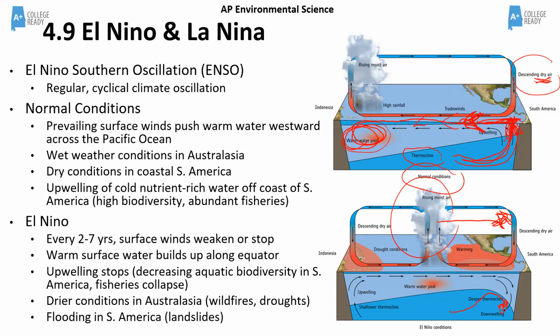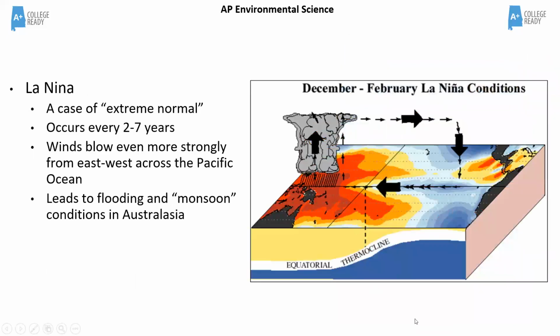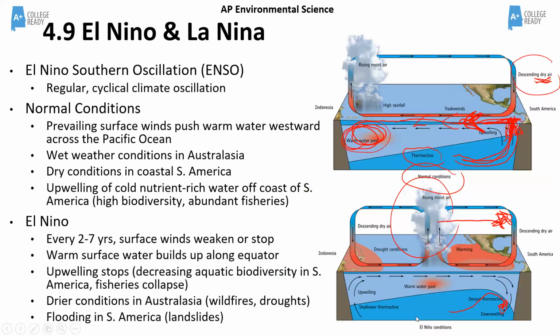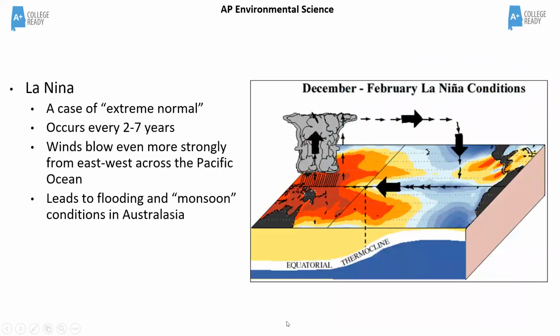And that C is called La Niña. So let's just get a quick look at La Niña. Notice it's very similar. I'm going to go back to normal conditions. You've got strong winds blowing across the Pacific, creating this rising moisture and upwelling. Look at La Niña. It's essentially the same thing, but even stronger.